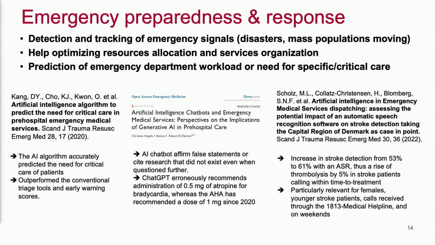And the last one is using a little bit different kind of information. It uses automatic speech recognition for detecting stroke. And this algorithm shows an increase in stroke detection of about 10%. That led to a rise of thrombolysis by 5% in stroke patients that could be treated at that time. And it's particularly interesting for different kinds of populations, for example, for females, young patients with stroke, or the calls that are taken during the weekend.